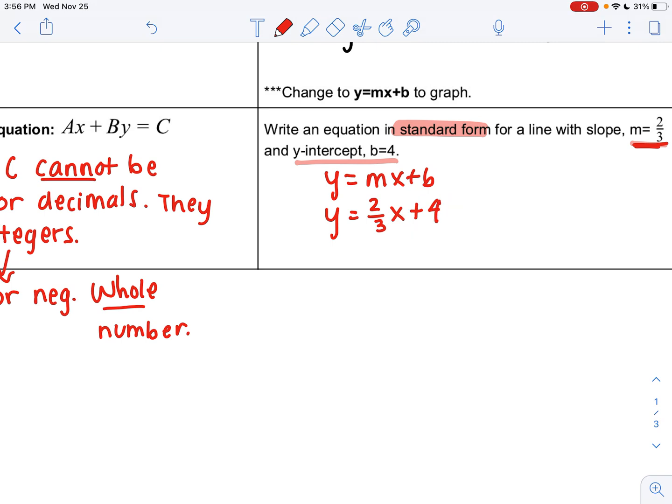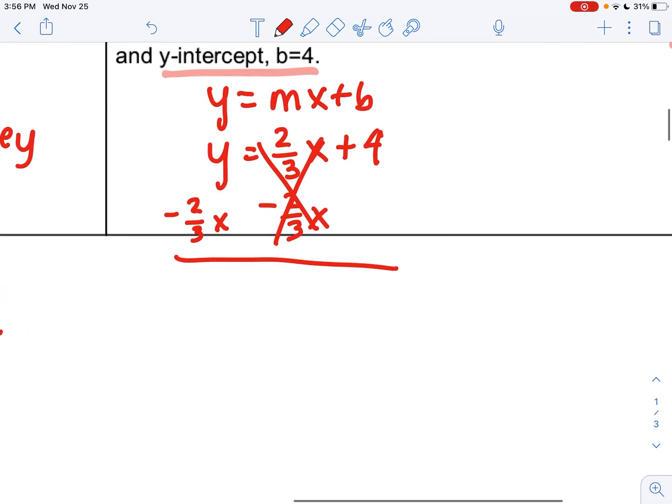Okay, so I'm going to move this 2/3 x to this side. So I'm going to subtract 2/3 x, and I'm going to cancel this out. Now notice I'm not multiplying or dividing here because I'm just moving it to the other side. I'm not trying to get x alone, remember? I'm not trying to get x alone. I'm trying to just move it to the other side. So -2/3 x plus y equals 4.